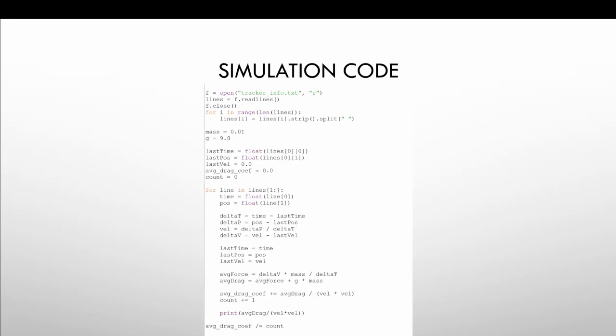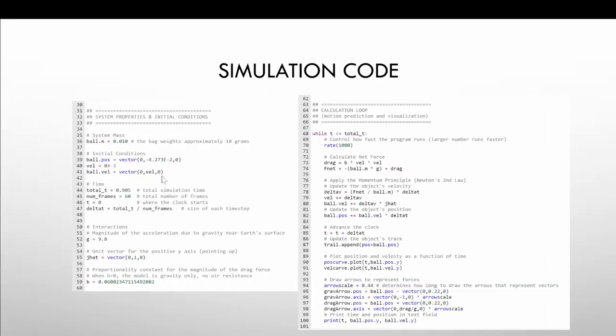Now, for the actual simulation code, I first approximated the object's mass and then used the tracker info to determine everything I needed to set the initial conditions and properties of my system, which in real life was just a plastic bag, which was affected by gravity and drag, and in the simulation is just a ball. After that, I just made a simple loop that would calculate the drag force based on the current velocity, use it to determine the net force, and then update the velocity, and with that new velocity update the ball's position.